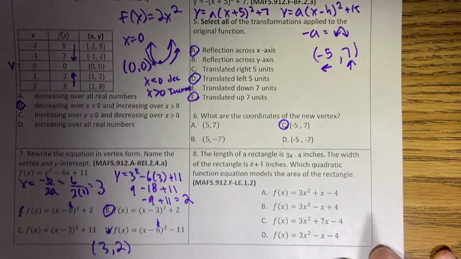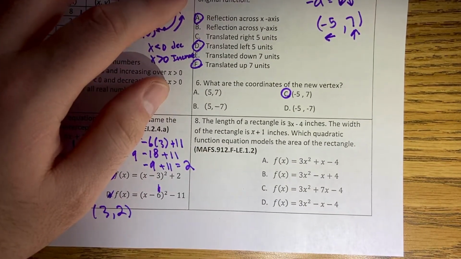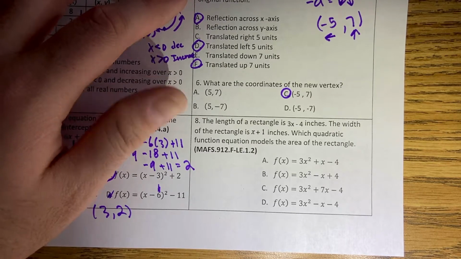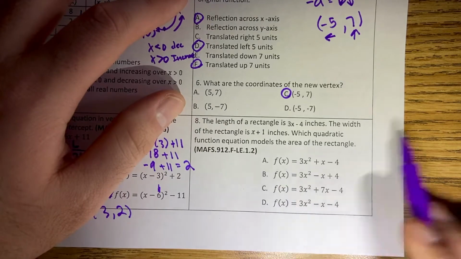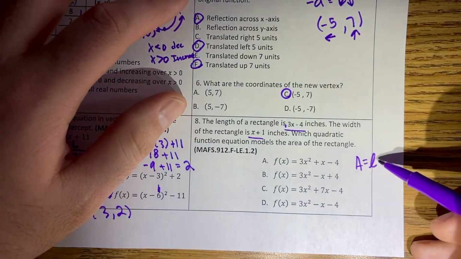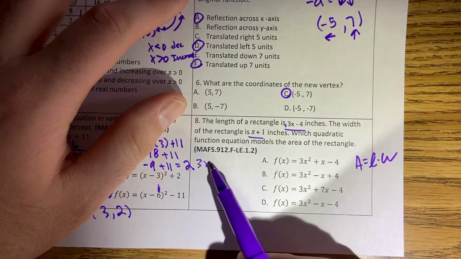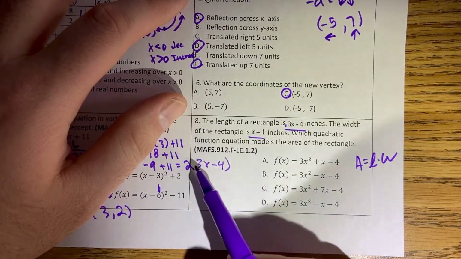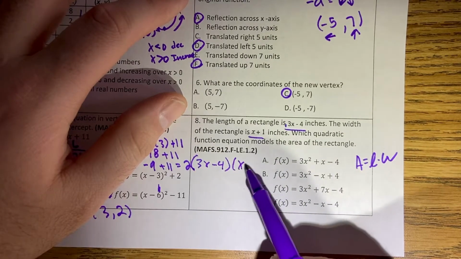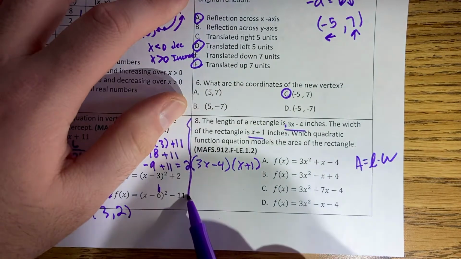So the length of a rectangle is 3x minus 4 inches. The width of the rectangle is x plus 1 inches. Which quadratic function equation models the area of the rectangle? So to find the area of a rectangle, it's just going to be length times width, right? So let's go ahead and do this. So we're going to have (3x minus 4) multiplied by (x plus 1). These are two separate problems. I'm going to try and keep them separated.